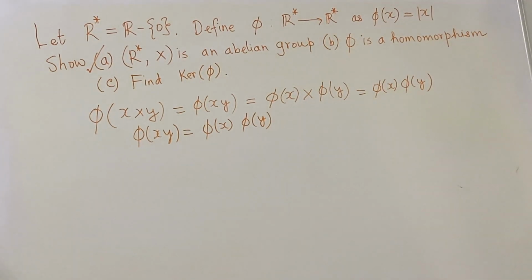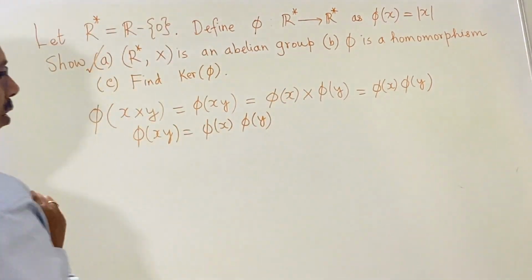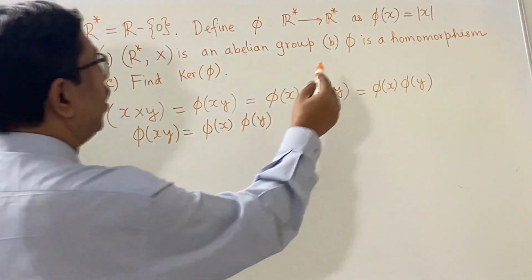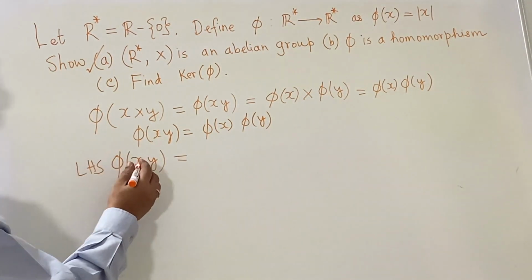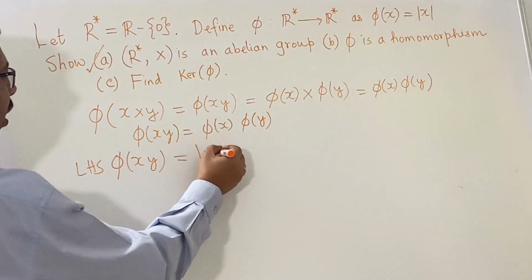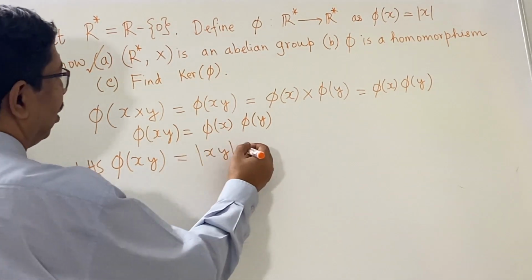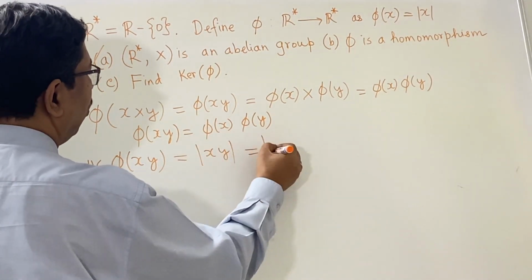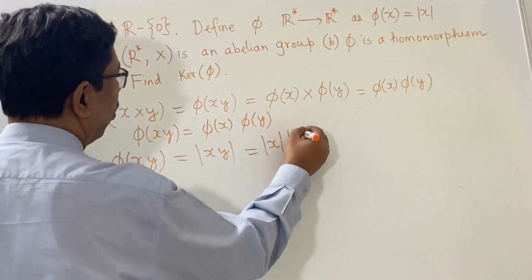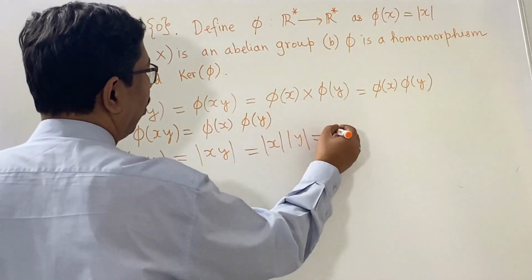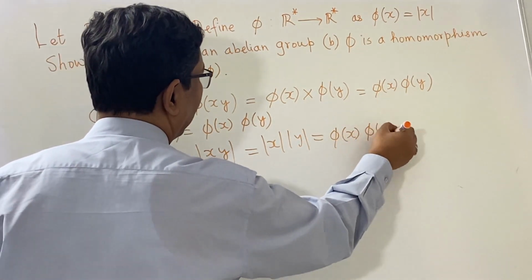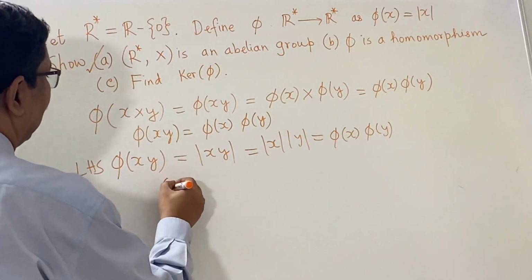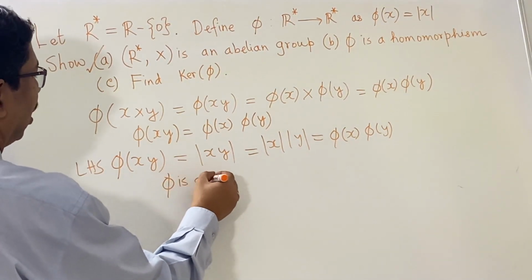Now here this phi is given a form. This is true in general, but here phi is given as mod x. So let us check whether mod x has this property. The LHS phi xy is mod xy, and we know that by property of the absolute value, this is mod x into mod y, and therefore we can write this as phi x into phi y. So we can conclude that phi is a homomorphism.